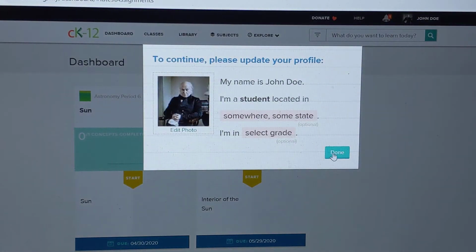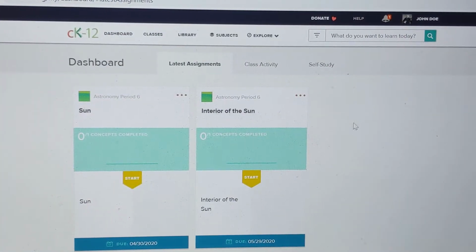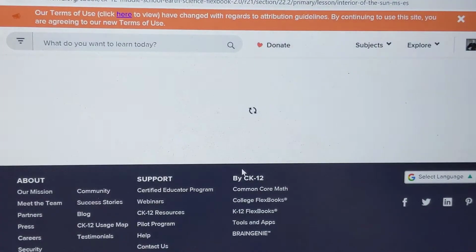Okay, and I can see there's John Doe, 6th President of the United States. His real name is John Quincy Adams. Now I see my assignments for John Doe that he still has to do. Looks like he's got 2 assignments. One is the sun, one is the interior of the sun. Let's go to the second assignment, the interior of the sun, because I just did that one.